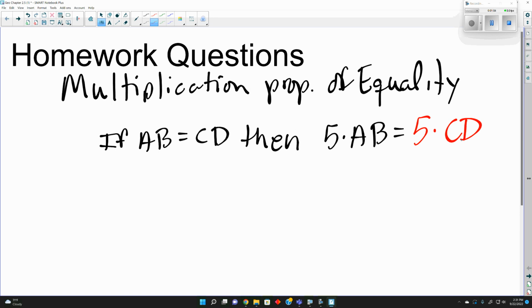Because multiplication property of equality says if I multiply something on one side, I can also multiply it on the other. And that's it.